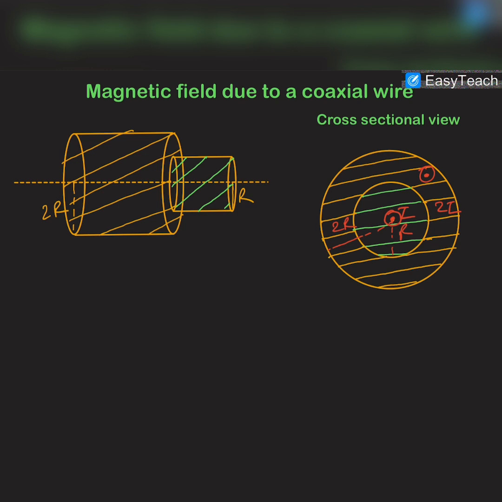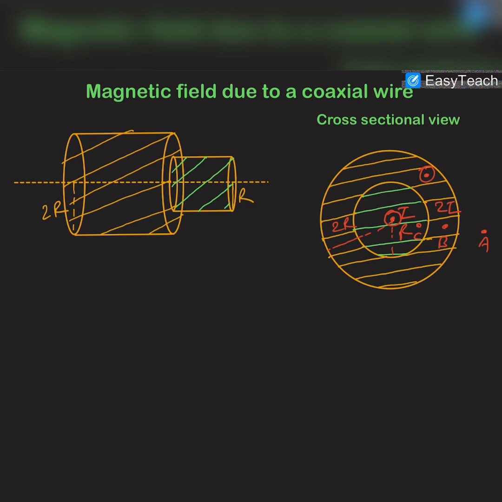We have to find out the magnetic fields at these points. Let us mark the points A, B, and C. So there are 3 points A, B, C, and we have to find out the magnetic fields due to this system at these 3 points. First of all, let us talk about point A.